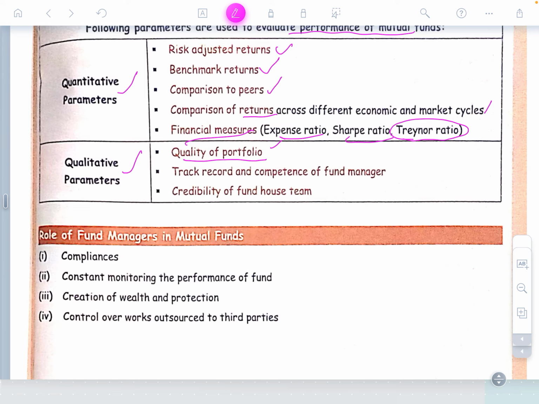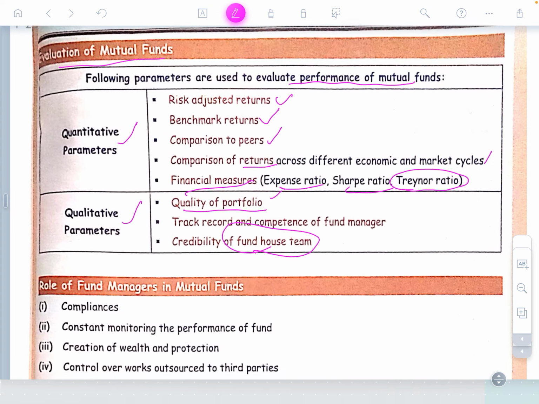What is his track record, how much profit he has made during this year, how much loss he has made during the years, and what is his qualification. That kind of thing you can see. Credibility of the fund house team: how they have invested, and how his team will succeed on their assumptions. Such things are the evaluation of a mutual fund.